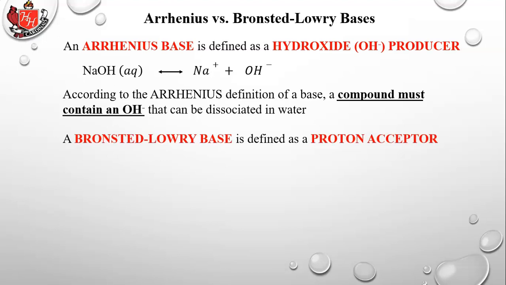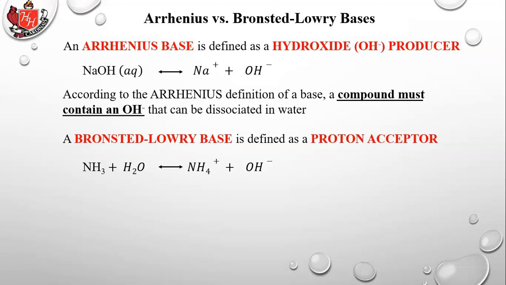A Bronsted-Lowry base is defined as a proton acceptor. So here's an example. NH3 plus H2O produces NH4 plus and OH minus. Arrhenius came along with his definition of a base, and he said, well, it's producing hydroxide ions, OH minus, in solution, so it must be something that contains an OH. And if you look at that NaOH up above, that contains an OH, so you know that that's going to be an Arrhenius base.